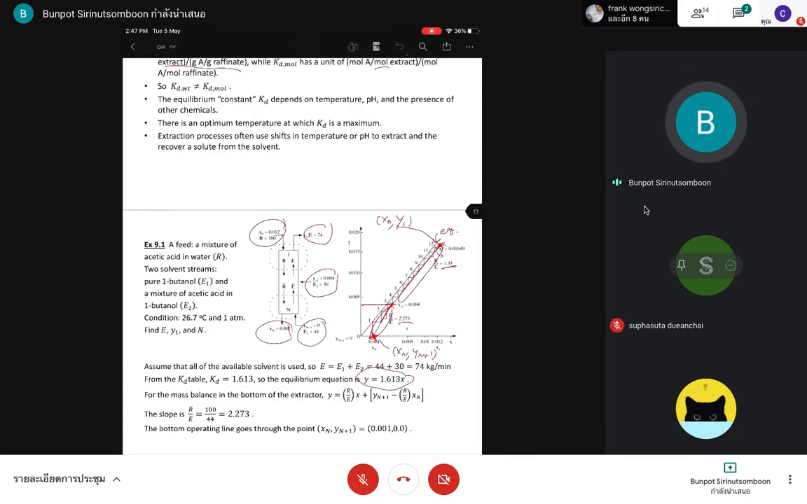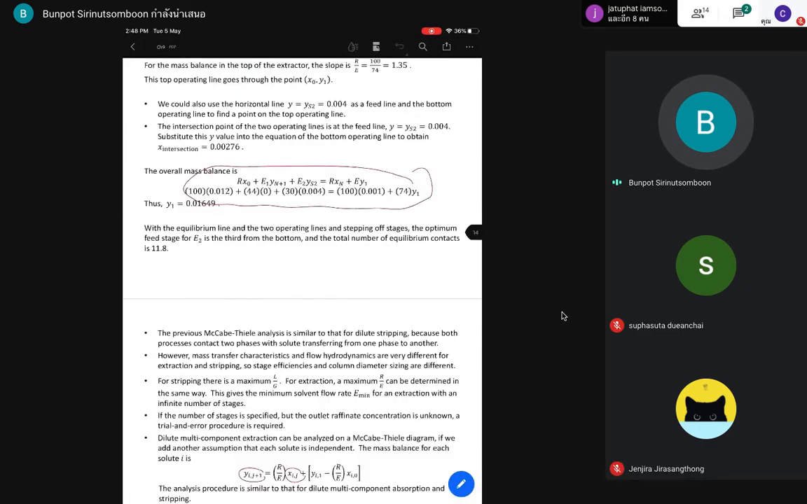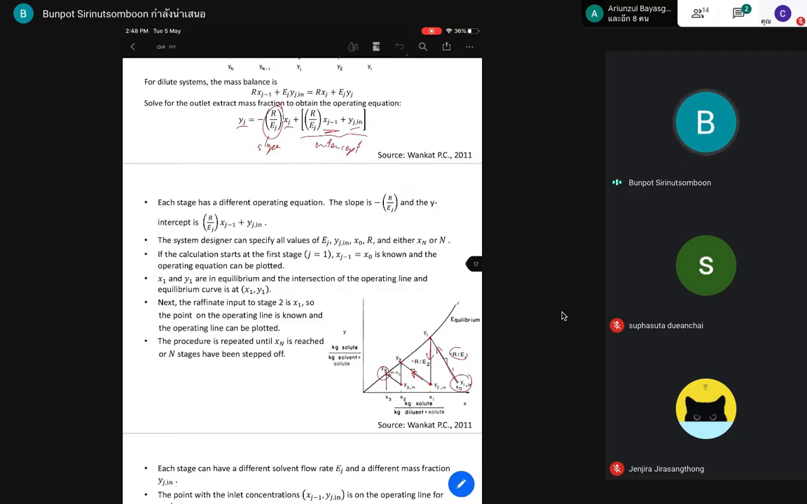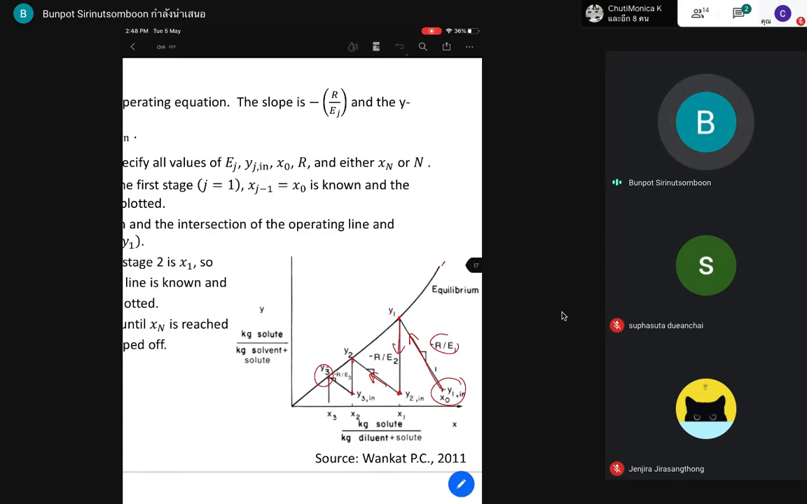In this chapter, not only can you have counter flow liquid extraction, you can also have cross flow extraction. For cross flow extraction, you're going to have multiple operating lines. Each stage has its own operating line, and different lines may have different slopes if the ratio of R to E is not equal.